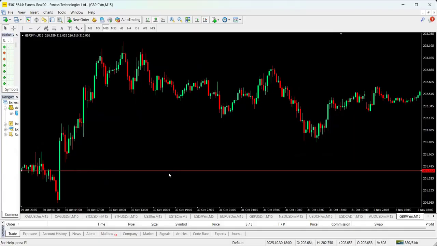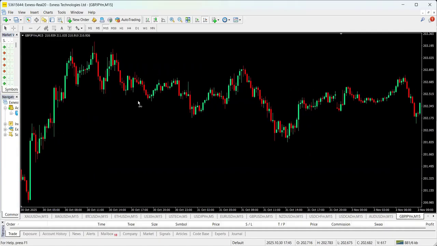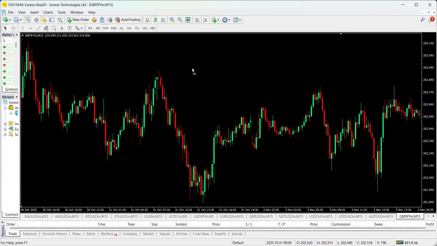If you had taken this trade, it would have still played out, but no. We are looking for something that we are sure of. If we are not sure, we leave it alone. Okay.